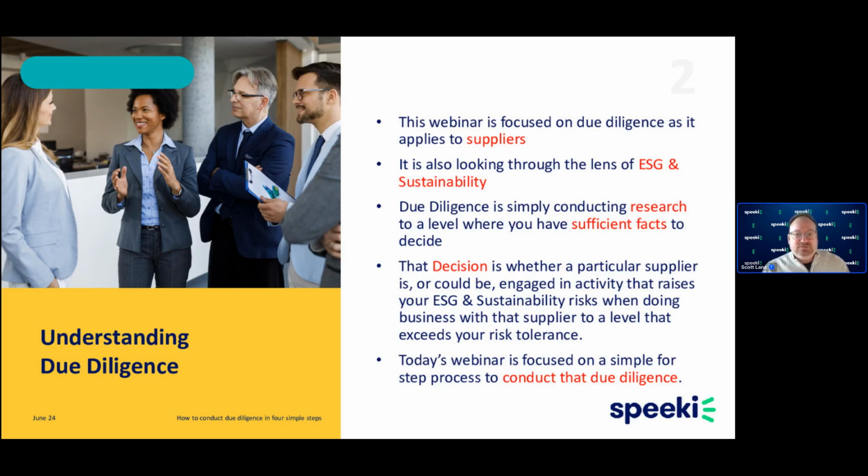We look at due diligence by saying it's about conducting research. That's all due diligence is doing. It is conducting research. We are gathering research in order to gather facts. And then once we have some facts, we make a decision. And that decision is whether or not, for example, that supplier is someone that we want to engage with, someone that has a similar approach to us when it comes to a particular issue, in this case, ESG and sustainability. It could be whether or not that supplier meets our level of risk, our risk appetite. Is that supplier the right fit for us?